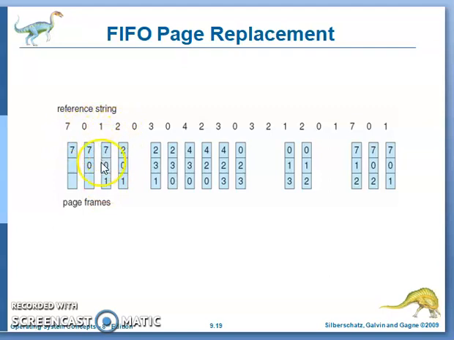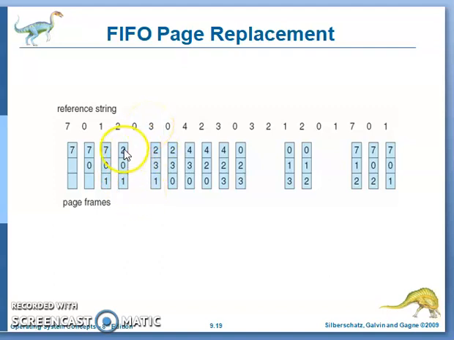2 is not there in the frames 7, 0, 1. You have to replace. Now we use the replacement algorithm because there is no free frame. Among these 3, which page came first? 7. So 7 is the victim page; replace that. Hence the frames are 2, 0, 1. What is the next one? 0. 0 is there, that means there is no page fault.